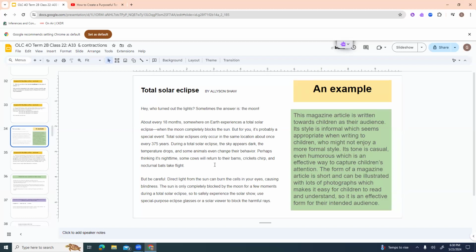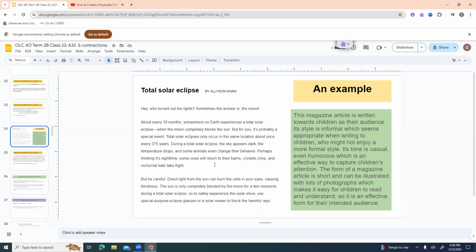Total solar eclipses only occur in the same location about once every 375 years. During a total solar eclipse, the sky appears dark, the temperature drops, and some animals even change their behavior. Perhaps thinking it's nighttime, some cows will return to their barns, crickets chirp, and nocturnal bats will take flight. But be careful. Direct light from the sun can burn the cells in your eyes, causing blindness.